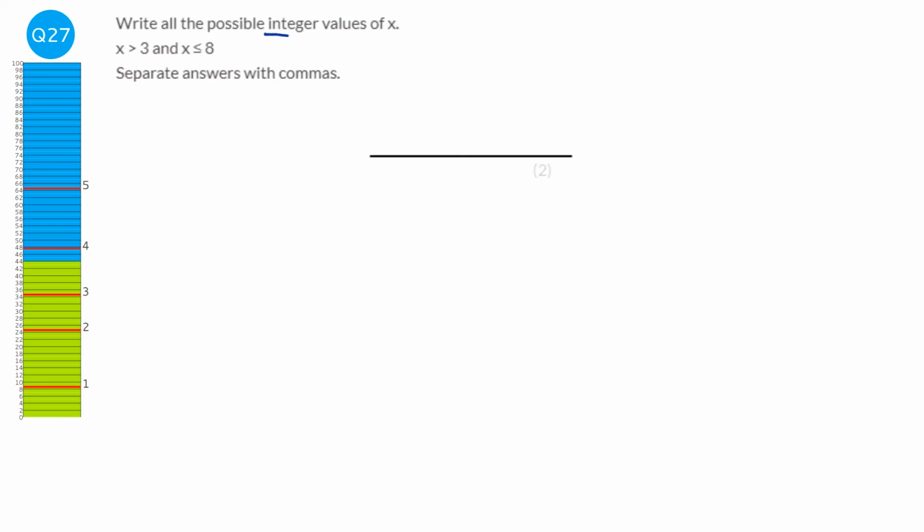Integer just means whole number, so we're looking for all the whole numbers that satisfy these 2 inequalities. Well, the first inequality says that it has to be greater than 3. So the smallest number that is greater than 3 is 4. The second inequality says it has to be less than or equal to 8. So I'm just going to keep going until I get to a number that is less than or equal to 8. It can't be 9 because 9 is not less than or equal to 8. So our answer is 4, 5, 6, 7 and 8.